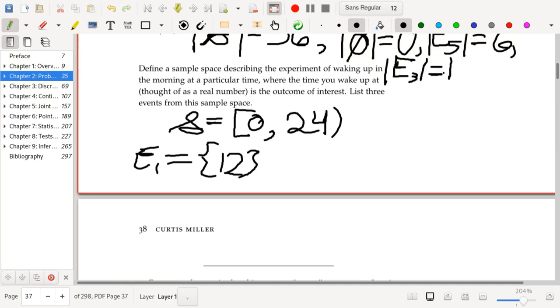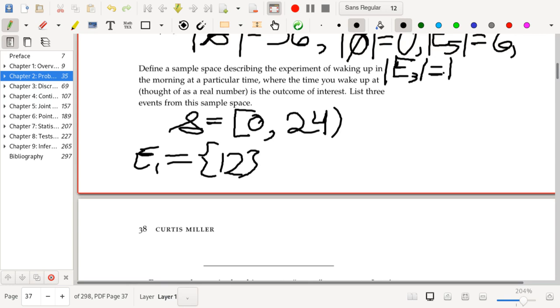It seems like our own intuition of the world is that if you wake up a millisecond after noon, you still woke up at noon. It's like, no, that is not what I mean right here. So it is a precise number, and that precision should lead you to think, well, that's impossible.